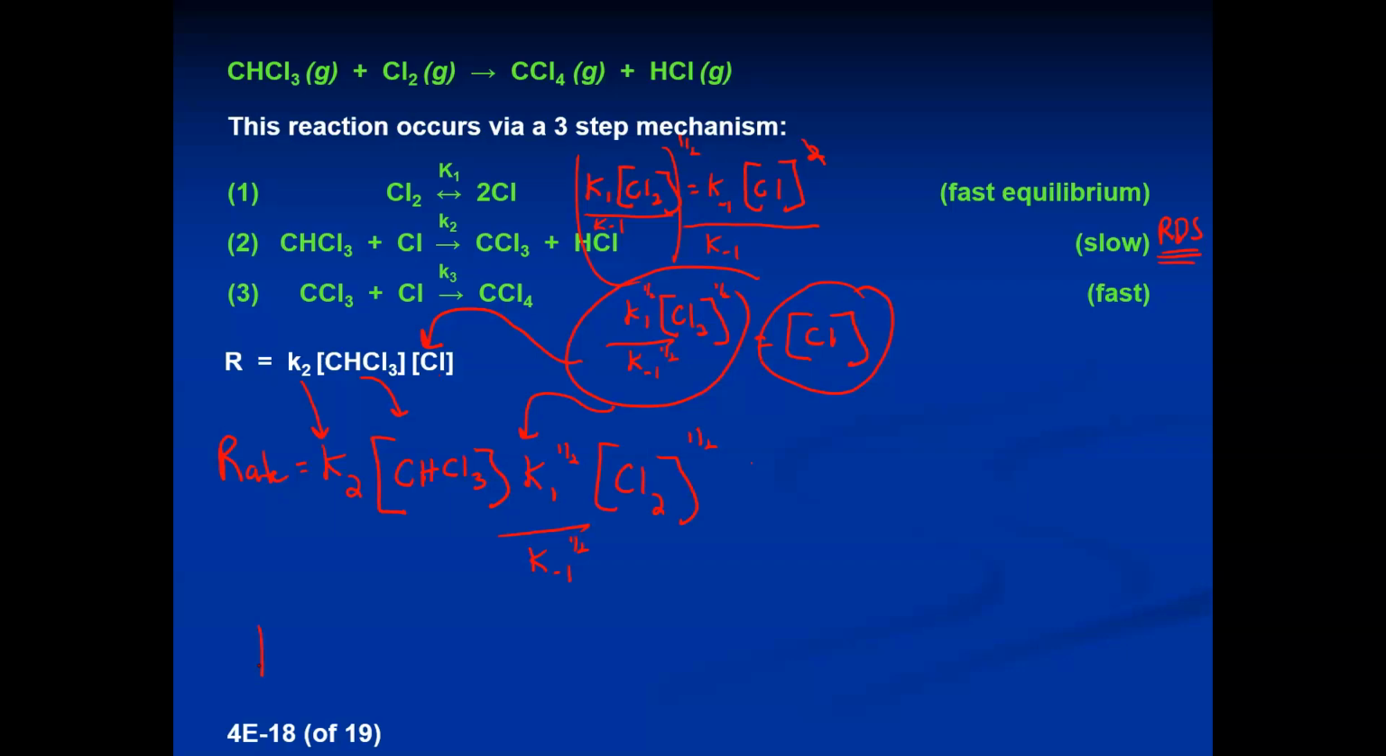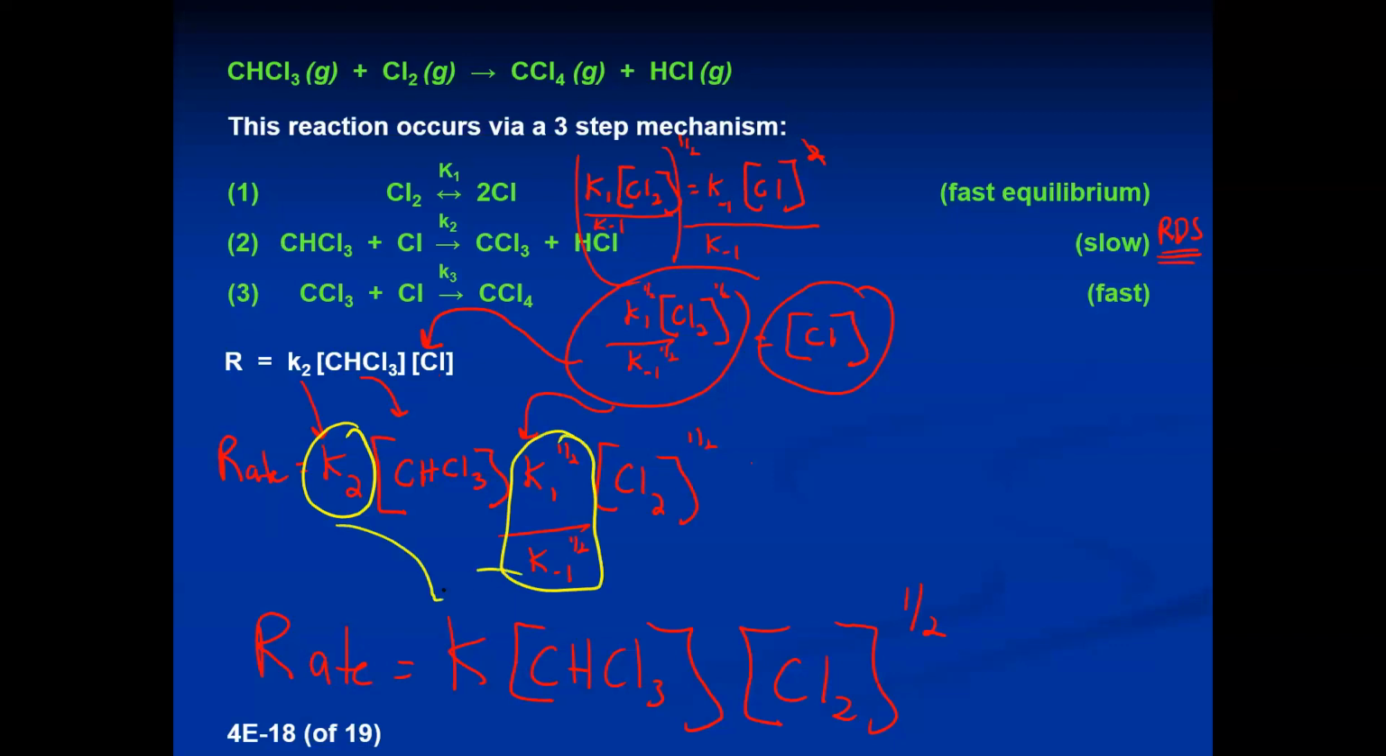We combine all the K's and we just say rate equals K, overall K, times CHCl3 times Cl2 to the 1/2. Because we take all of these K's and combine them and call it K overall, that's why I was saying in this part you don't have to do the K's. You can just ignore the K's here because we're going to combine them all into big K anyway. So you don't necessarily need to keep those when you're doing your algebra. You can feel free to just ignore the K's when you're doing this.